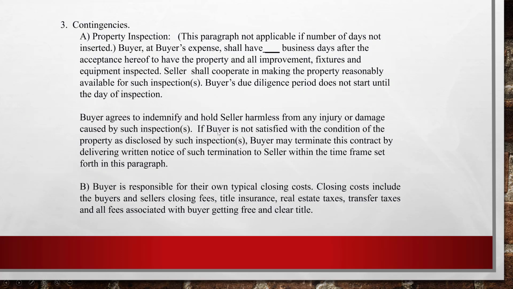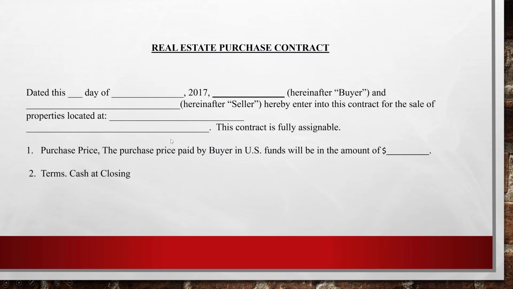Also, this line is very, very important. Excuse me, let me go back. This line is very, very important right here where it says this contract is fully assignable. You do not want to scratch that out if you're on an appointment and someone does not want that in there. If you are choosing to wholesale this property, that particular sentence must be in your contract.